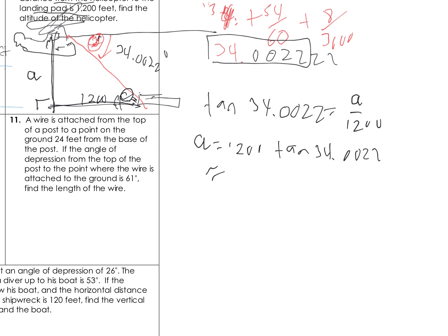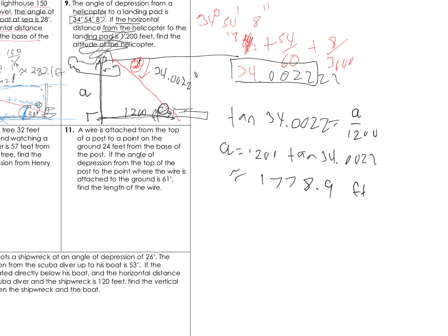Desiree. Hello. What's my approximated answer? Now you can round. 1,778.9. Do you have a unit? It was the altitude, feet. So the helicopter is way up there.